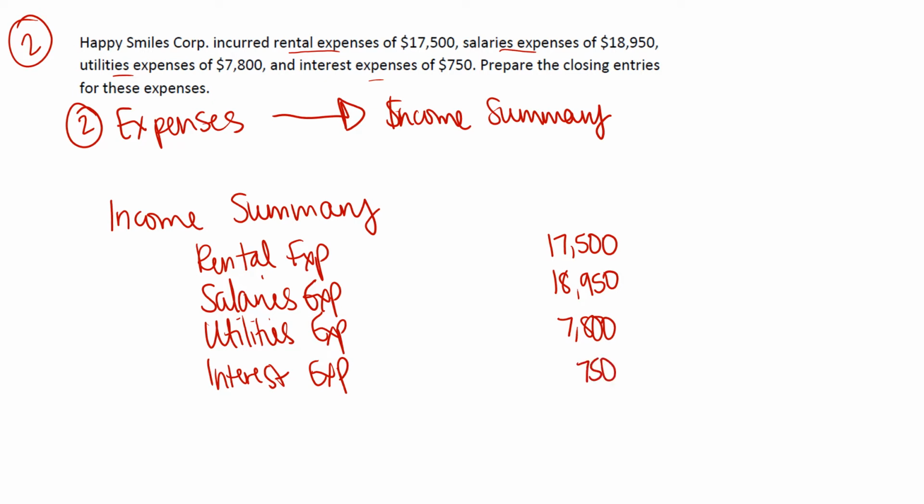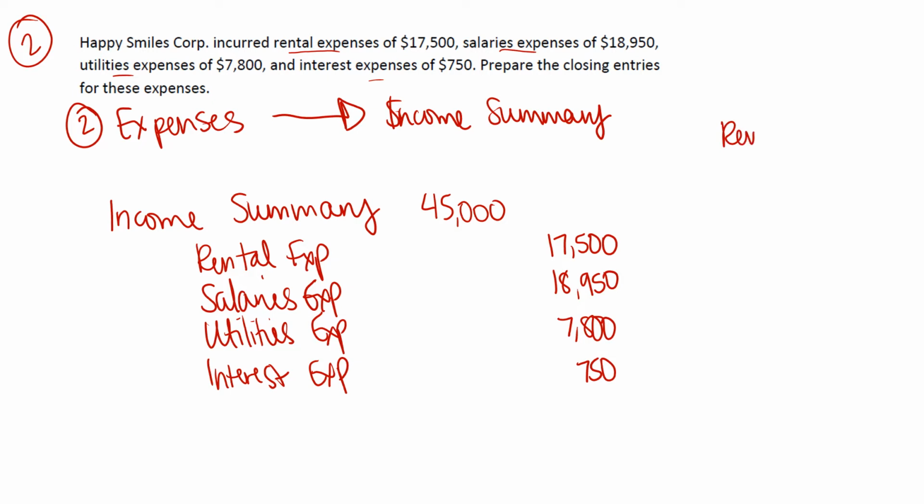So now to make our journal entry balance, we total up all those expenses, and that total amount is what we're debiting to income summary. When we add all of those up, that total is $45,000. So now at the end of this journal entry, all of the expense accounts will equal 0.